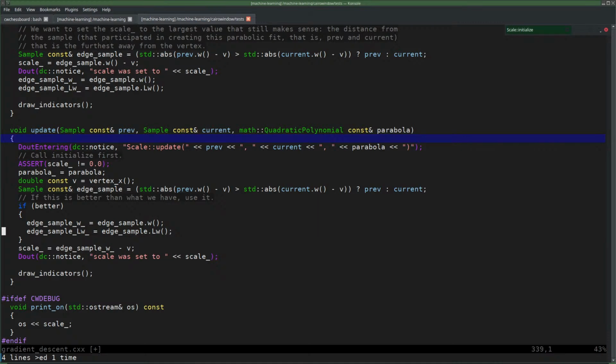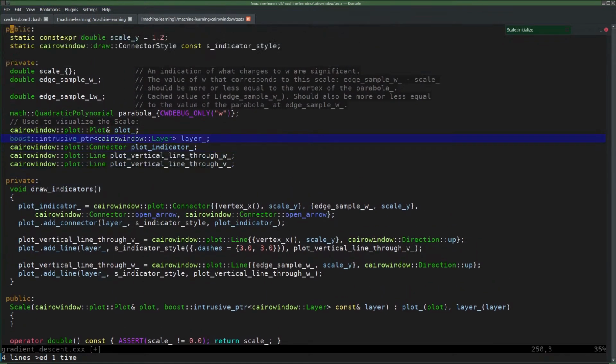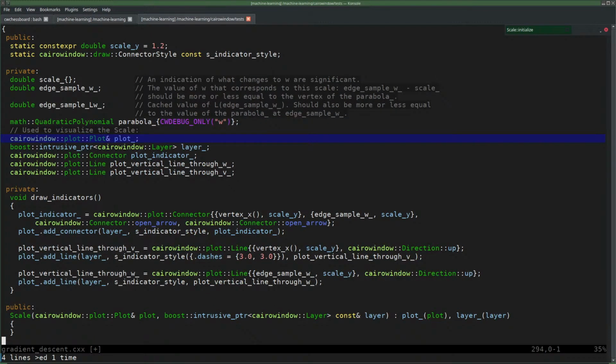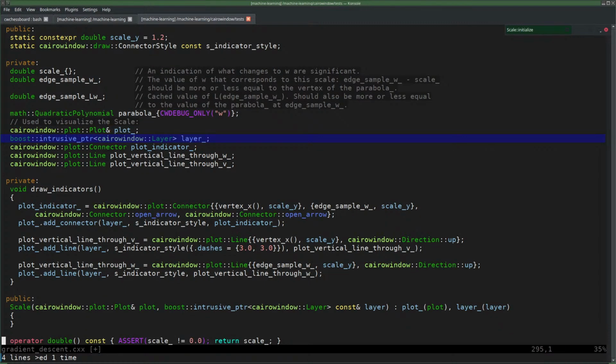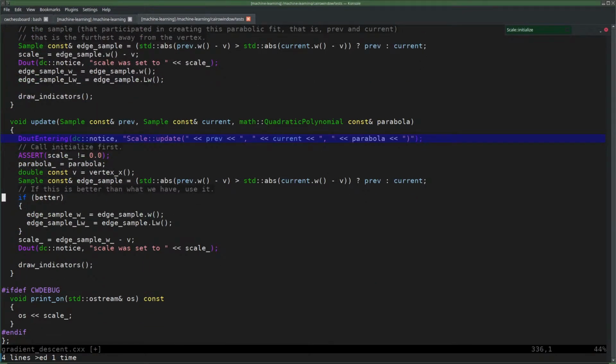If it's not better, then I just keep these two values, and the scale might change because the vertex shifted a little bit, but okay. And then that's it, right? I think I did assign all variables again. Those three. Parabola was assigned, the rest is constant or sort of redrawn, just the indicators. Yep. So now we'll have to figure out when it is better.